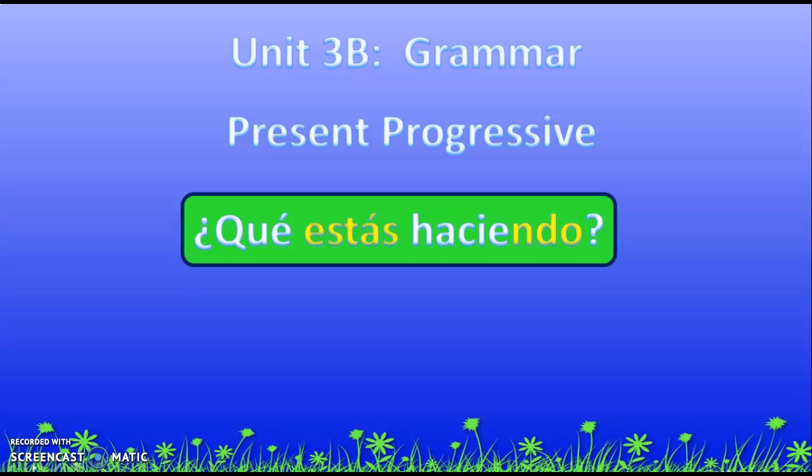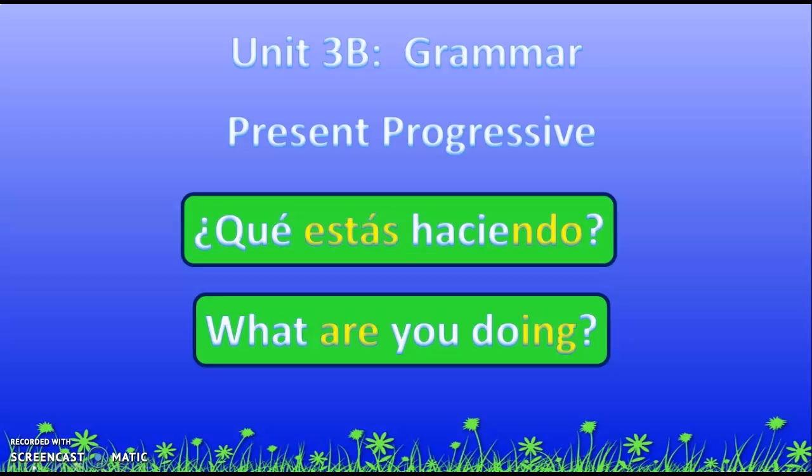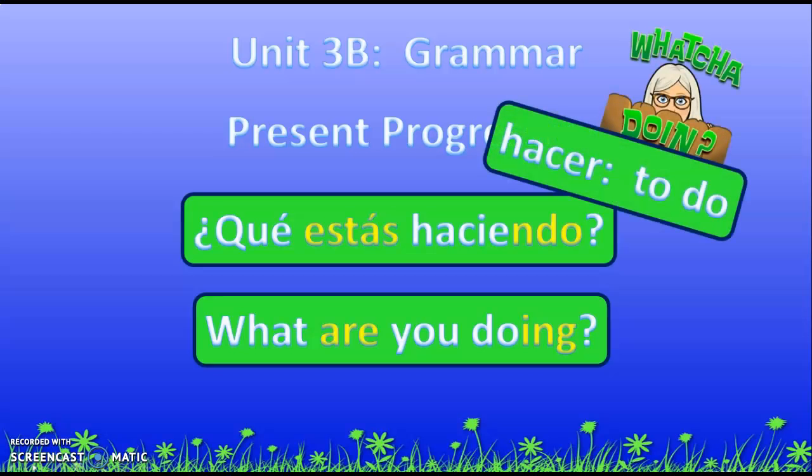In Spanish, the question is ¿Qué estás haciendo? In English, the question is what are you doing? We're going to use the verb hacer, which means to do, and we're going to add an ending to it that makes it doing. So in Spanish, it's haciendo, and in English, it's doing. ¿Qué estás haciendo?